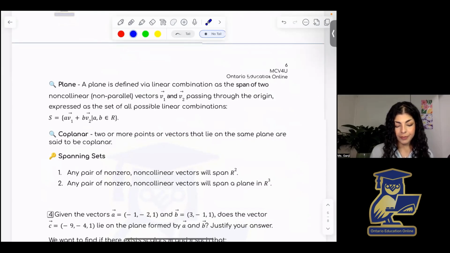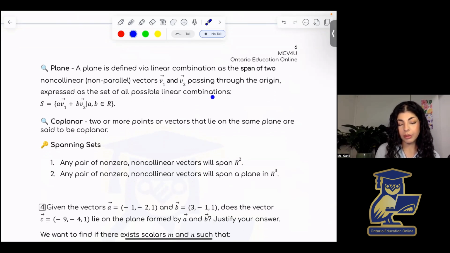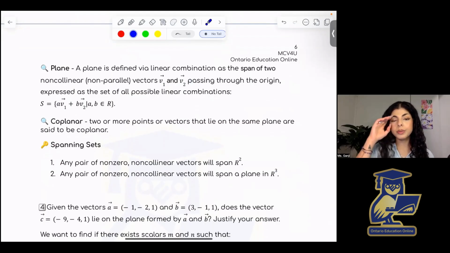Now, a plane is defined via linear combinations as the span of two non-collinear, or again, non-parallel vectors v1 and v2. And it does pass through the origin, and it's expressed as the set of all possible linear combinations. So you're given vectors v1 and v2, and a linear combination of them would be a v1 plus b v2. And remember, because now we're working in R cubed, it actually isn't sufficient to have v1 and v2. It will not be a spanning set, but it will form a plane.